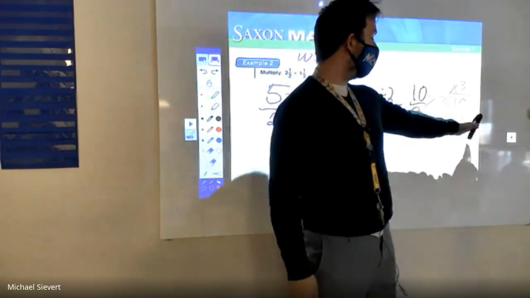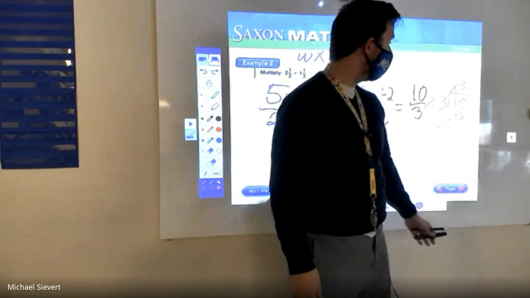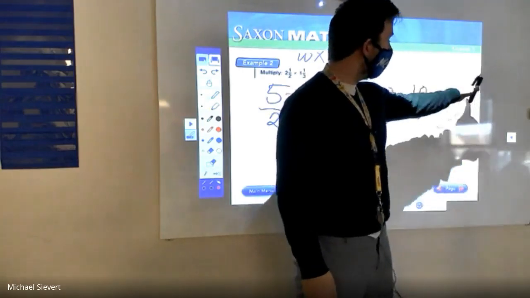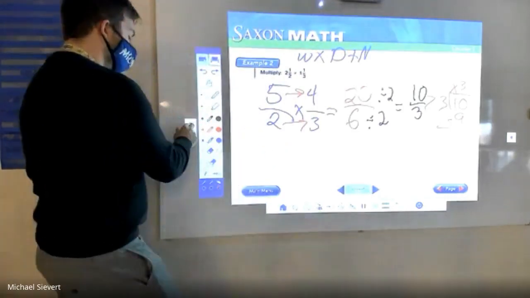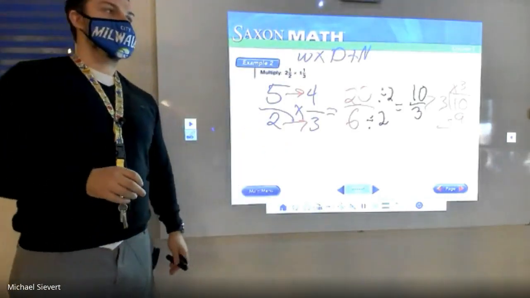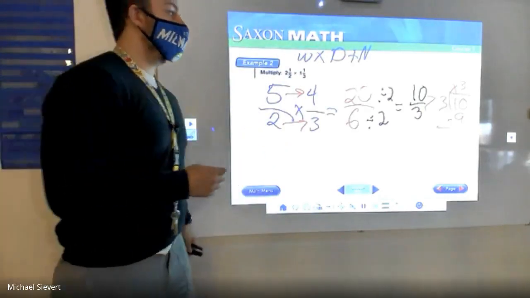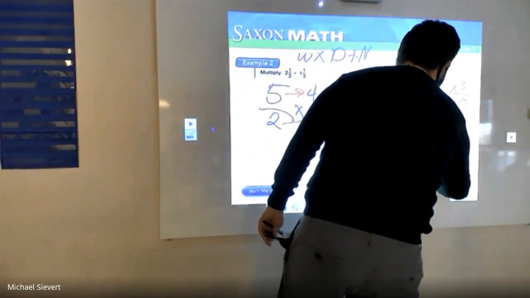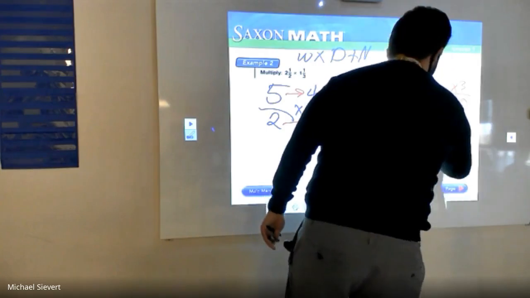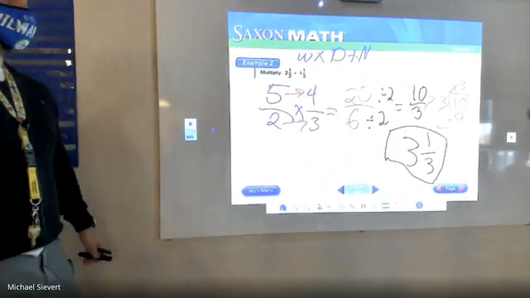All right, 10 minus 9 is 1. So now we have these three pieces. We got 3, a 3, and a 1. What will our mixed number look like? London? Exactly correct. 3 1/3.